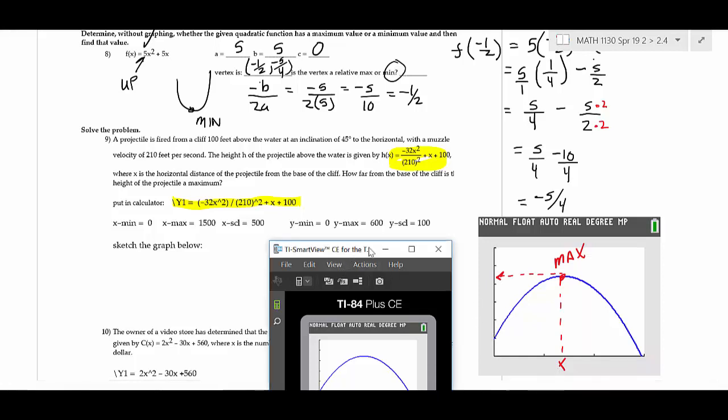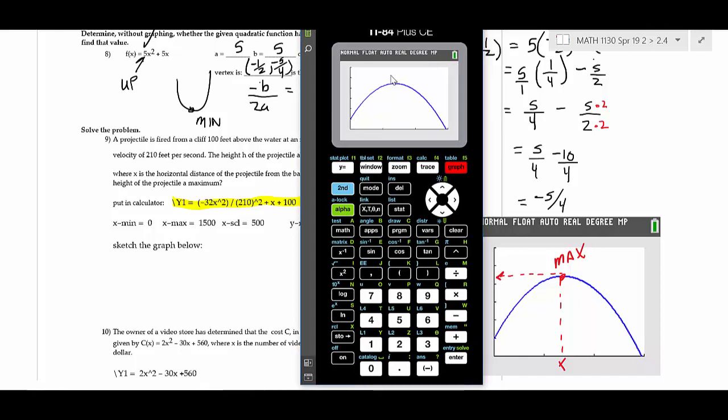The way you find the maximum is like this, and you can write down the keystrokes if you need to. We've done this several times before. Once you get your graph, you press second trace to open up the calc menu. Since we're doing a max, you go to option 4, and then you want to get your left and right bounds. So we do this.